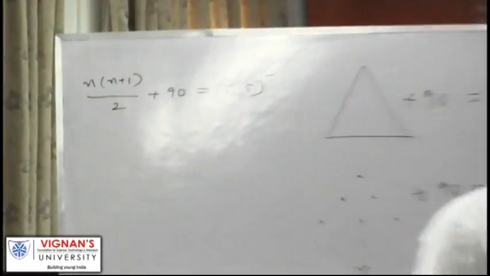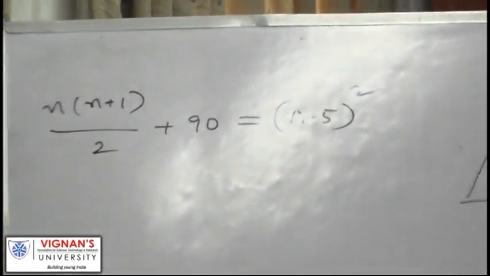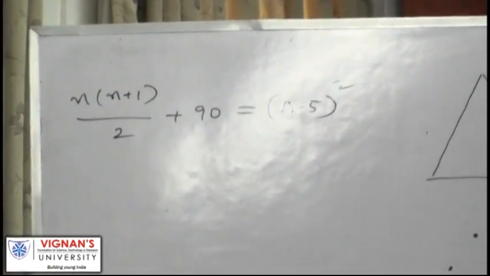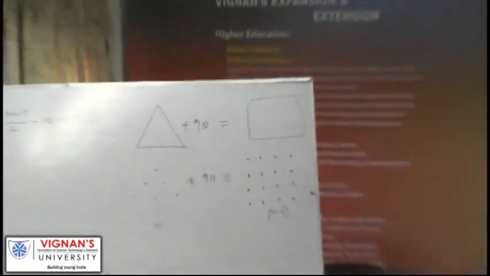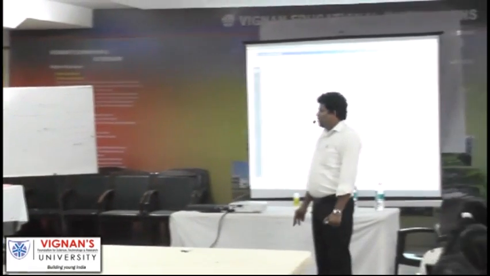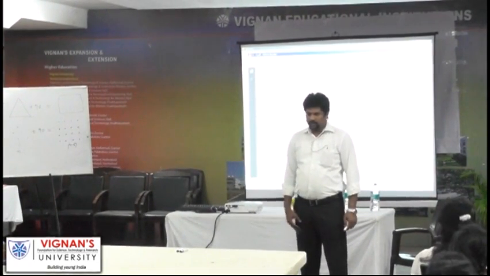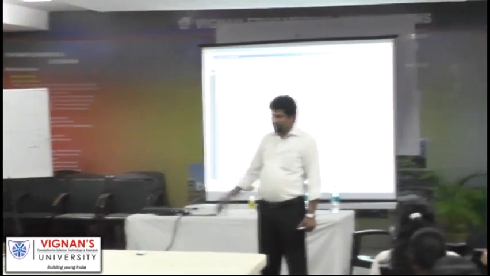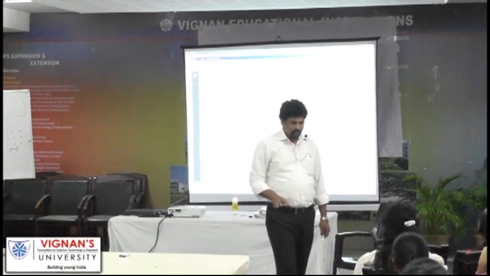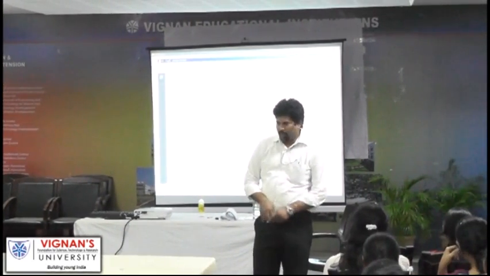Solve that equation, you get the value of n. But it takes a lot of time to solve that equation. Now I'll give you a shortcut, an easy way. So (n minus 5) whole square is a perfect square. Am I right? Whatever may be the n, the right side is a perfect square.